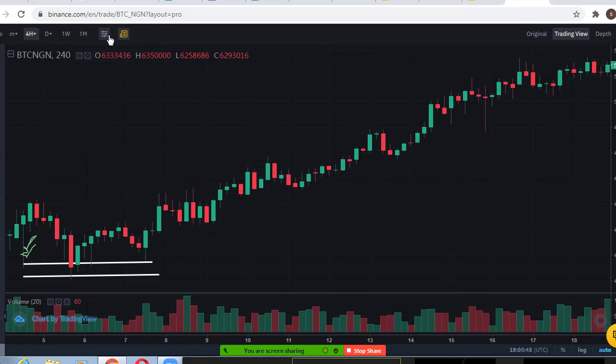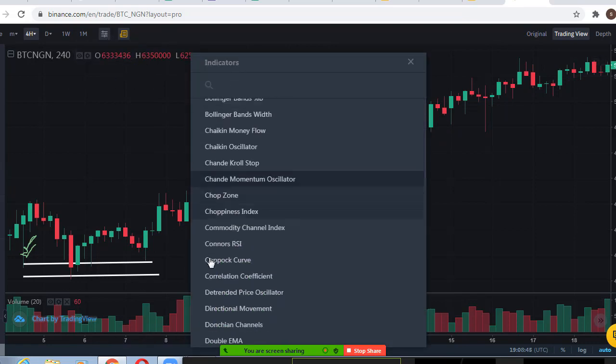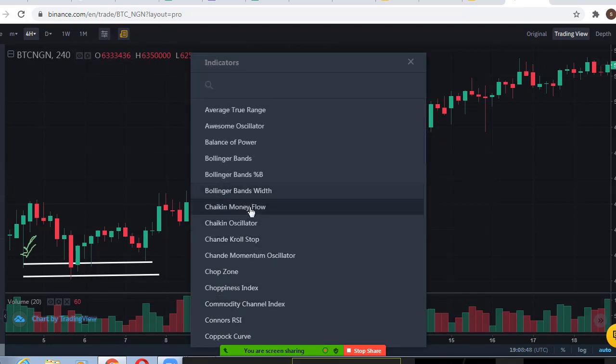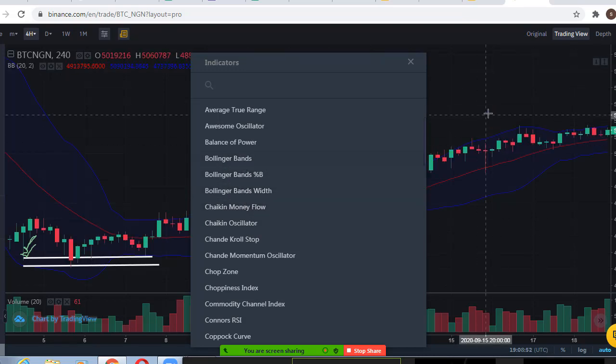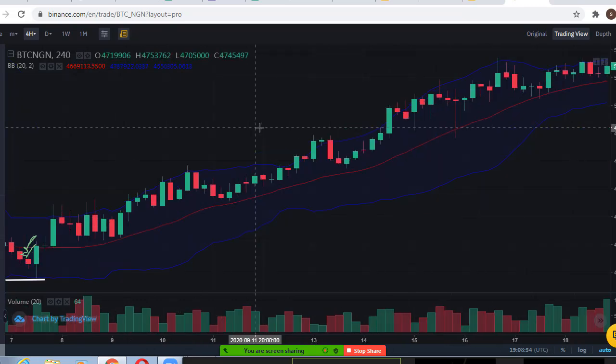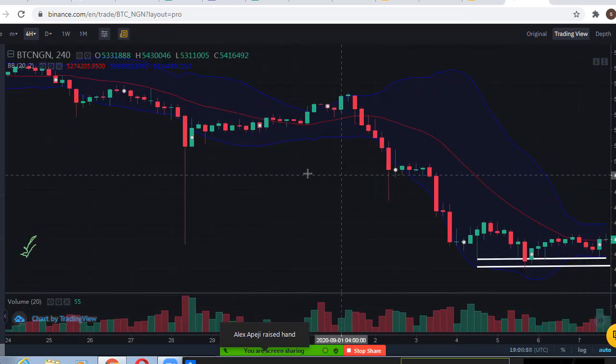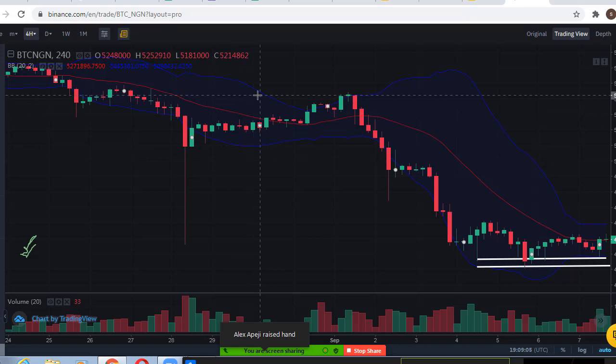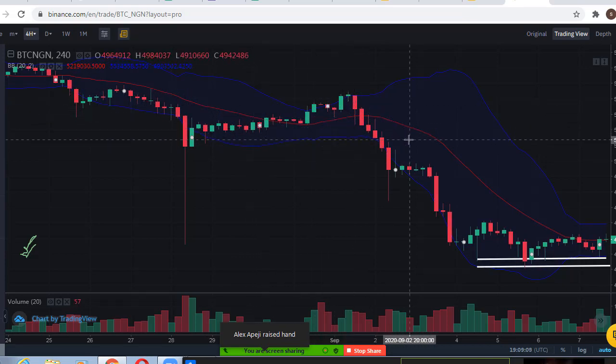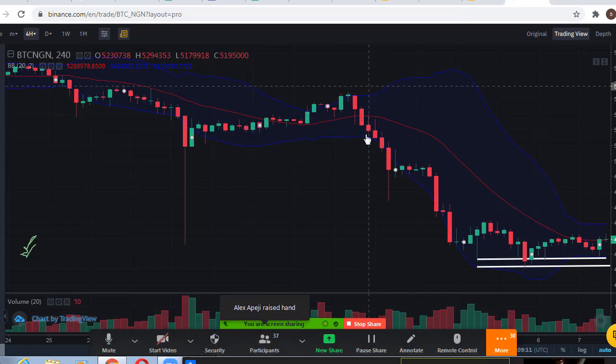Okay, so you go to indicator, you search for Bollinger Band. So once you put it on, you will see the Bollinger Band here. So as I explained earlier, we have the middle band, the lower band, and the upper band. The middle band is a moving average, while the other two bands are standard deviations from the moving average.